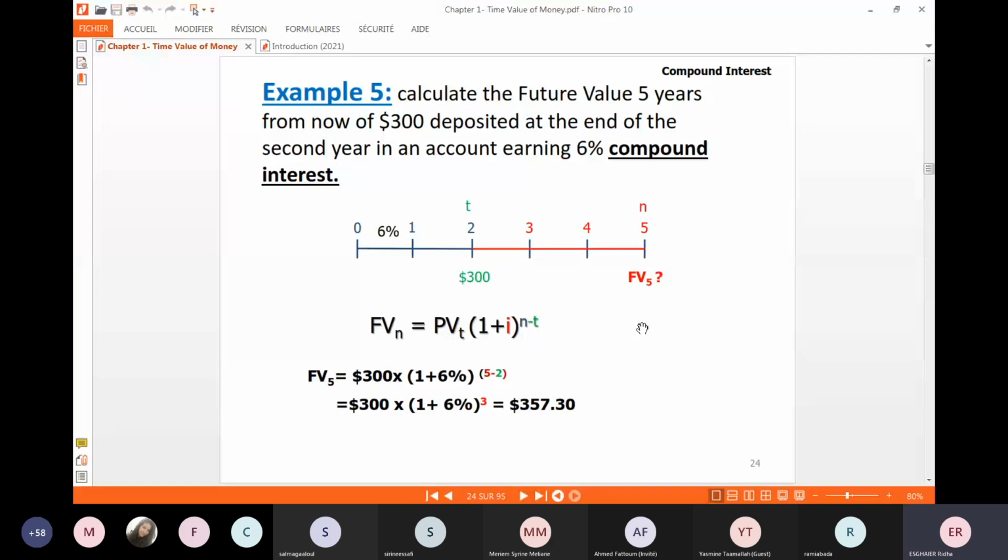Okay, but as I said, in the remainder of our chapter, we will only use the compound interest principle. We will not use the simple interest anymore. I just introduced it to understand the difference between the two.